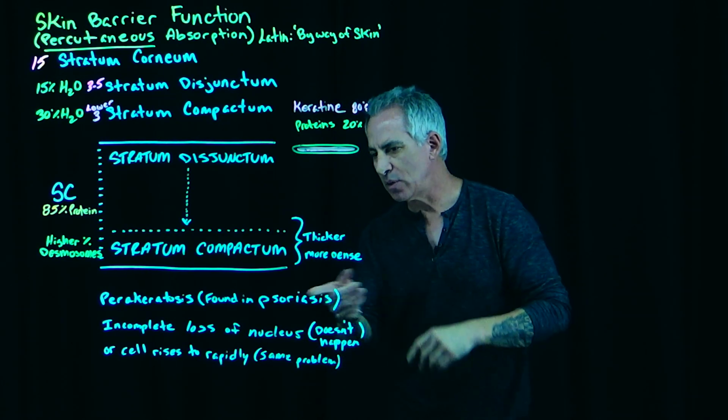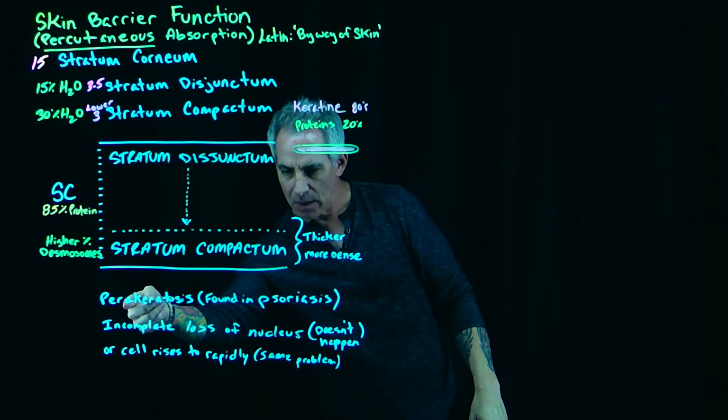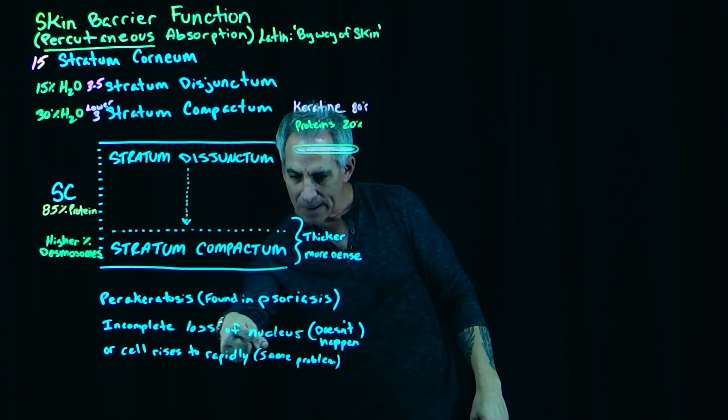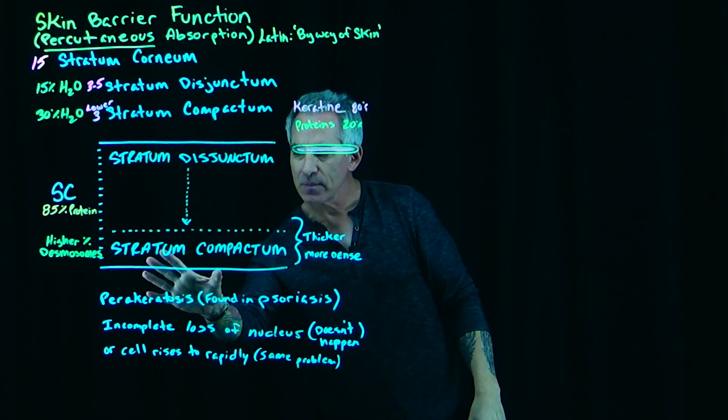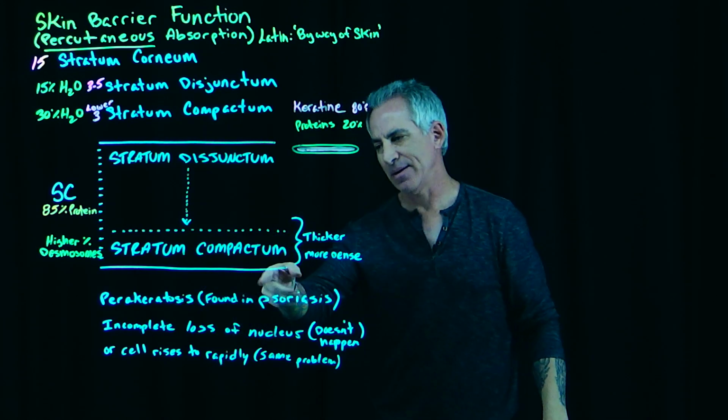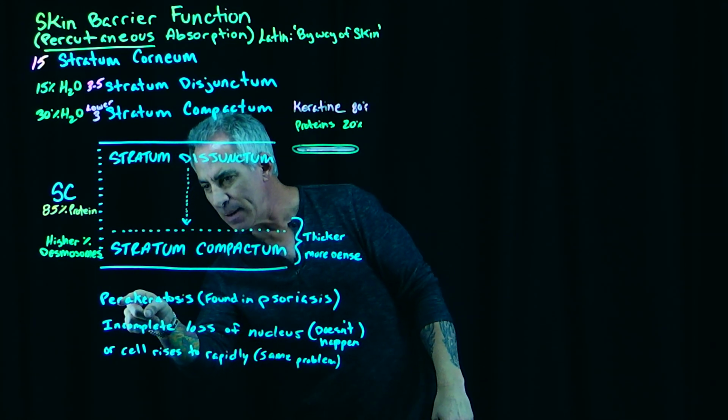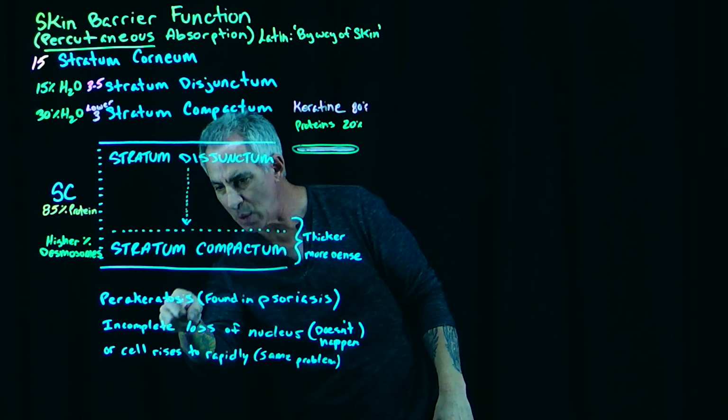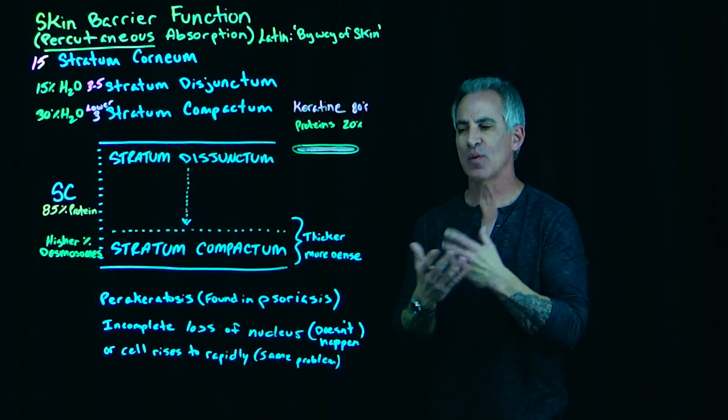Okay, so let me see right here. Okay, and the cell rises rapidly. Okay. This word right here is really tough. Keratosis, which is found in psoriasis.